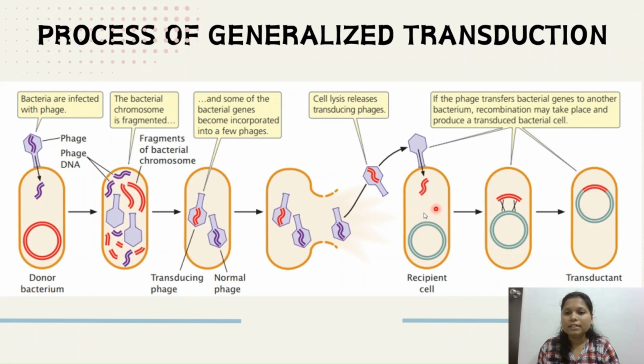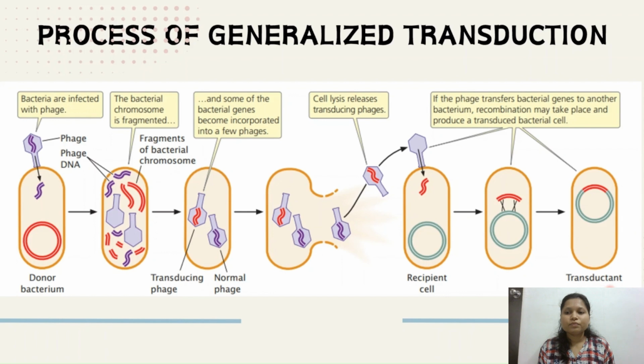So when this DNA enters the recipient cell, it gets recombined instead of causing lysis and producing phage proteins. It doesn't perform those functions, so it gets recombined with the recipient cell's DNA. If the phage transferred bacterial genes to another bacterium, recombination may take place and produce a transduced bacterial cell. So this recombination takes place here, and we get a transductant, that is a transduced bacterial cell.